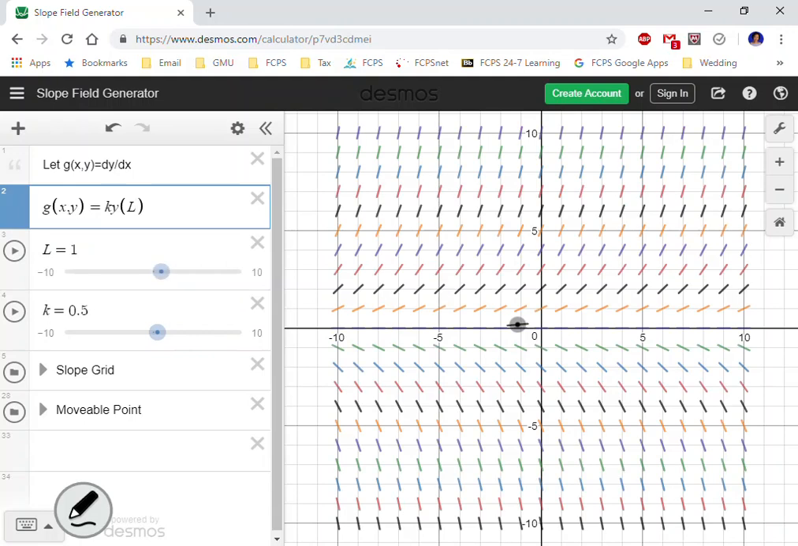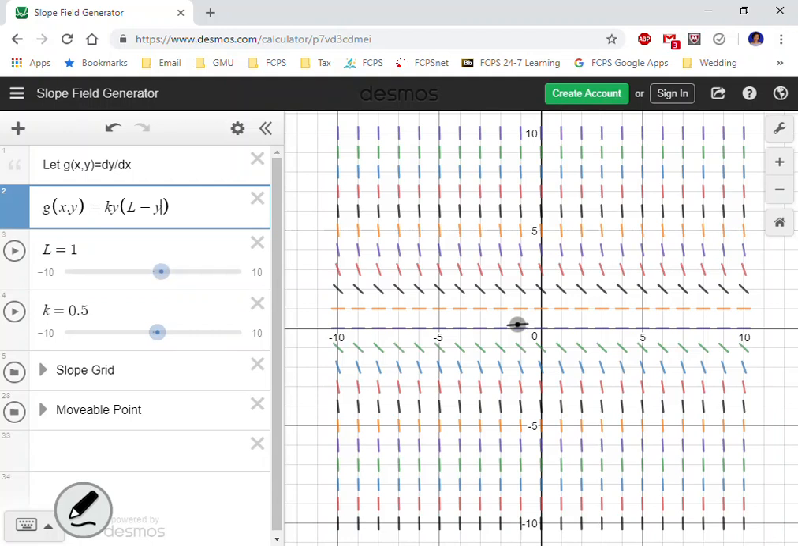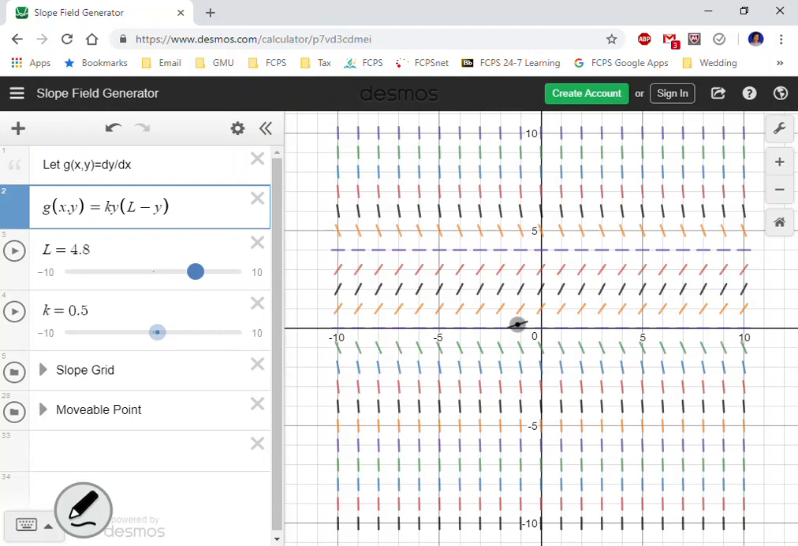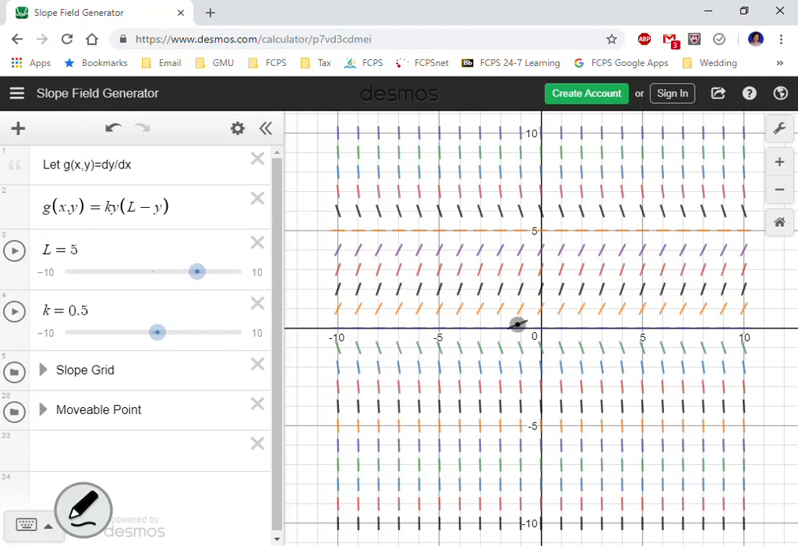Hold on. Minus y. Okay? So what that does is it limits it. I'll make my L 5. Okay? So if you notice that it grows exponentially, but then it levels off like that. If you look at your slope field, the last slope field we did in the notes, that was a logistic growth slope field. So the middle part ends up increasing like this and then leveling off, right?